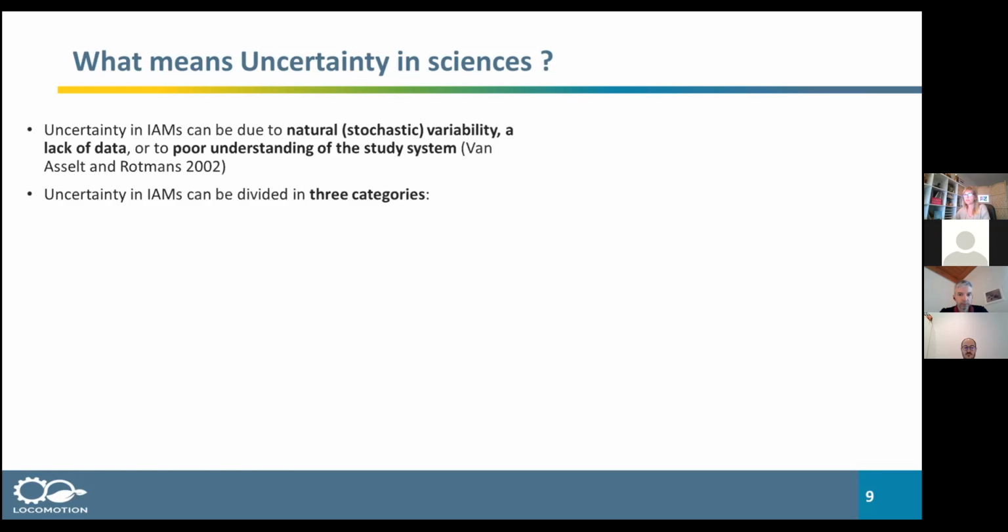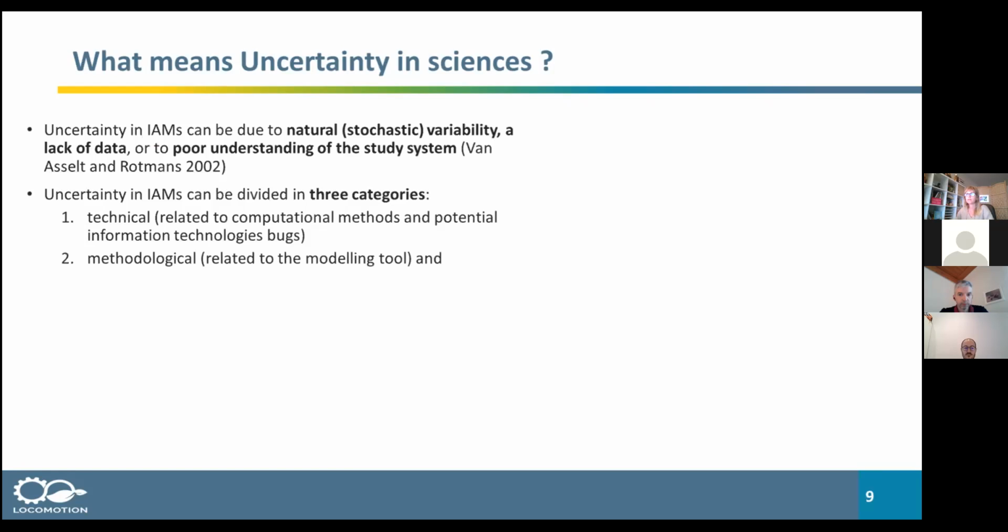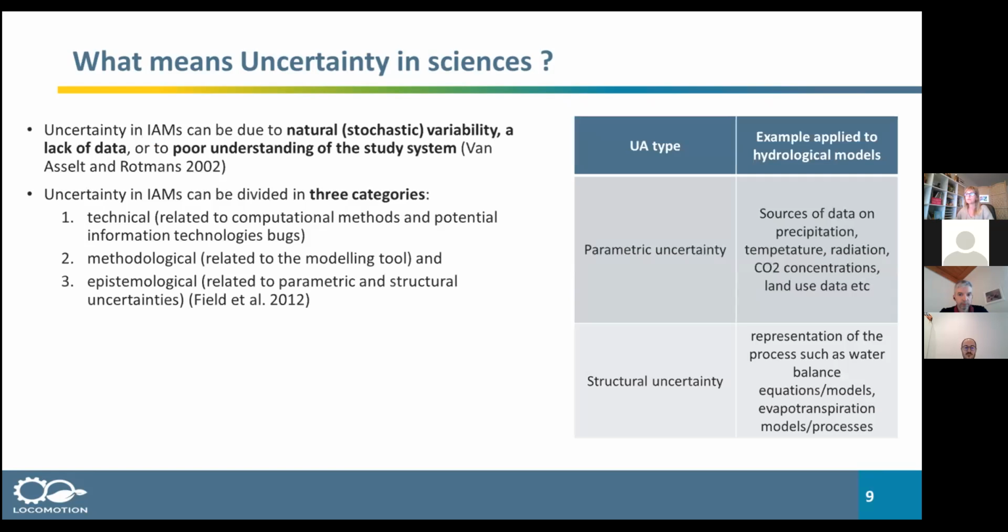But we can also divide it more specifically into three categories here. The first one is technical uncertainty, which is related to computational methods and potential software bugs. It can be due to the methodology, right, to the modeling tool that we use, or it can be due to epistemological uncertainties, which is what we are going to talk about today, which is more related to the parametric and structural uncertainty. So to explain, parametric uncertainty is related to the input and to the parameters of the model.